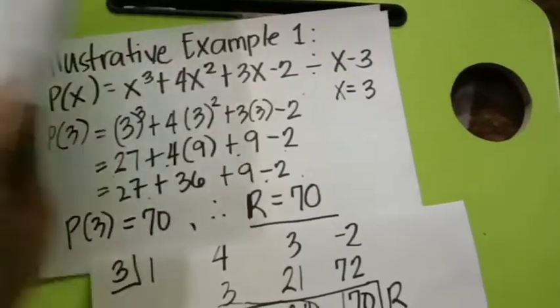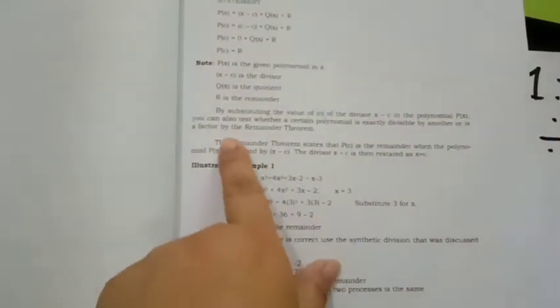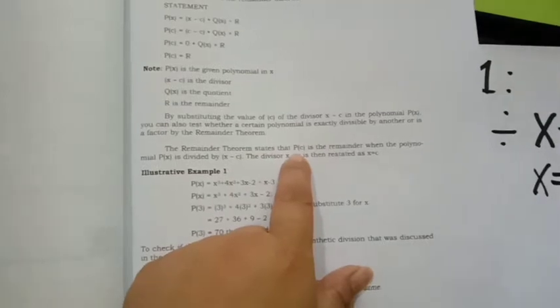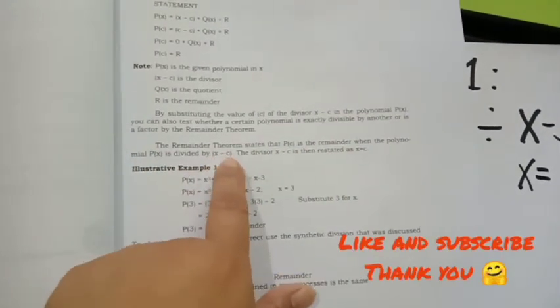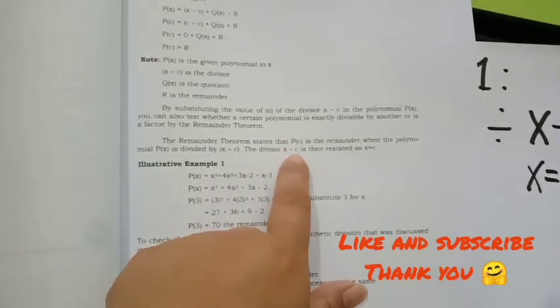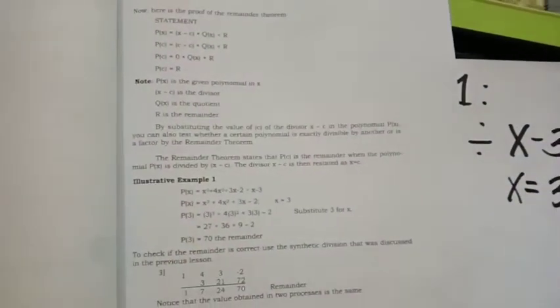So again, the remainder theorem states that P of C is the remainder when the polynomial P of x is divided by x minus c. The divisor x minus c is then restated as x is equal to c.